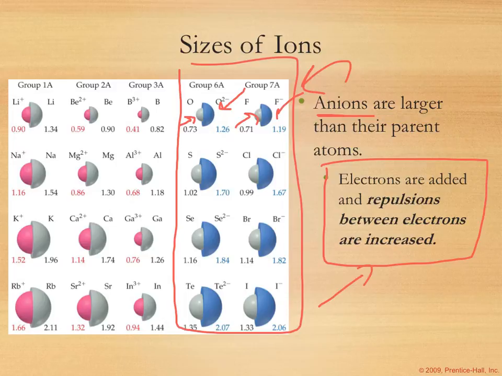So why are anions larger than the neutral atom they come from? Because by adding extra electrons, we have increased the repulsion between all of the electrons. And what do things do when they're repulsed from one another? They spread out, they try to get away from each other. And that results in a larger atom.